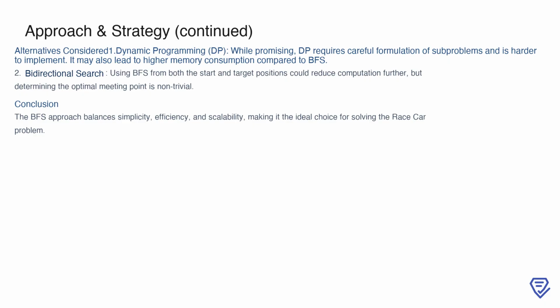Another option is bidirectional search, which involves running BFS from both the starting position and the target simultaneously. While this could theoretically reduce computations, identifying an optimal meeting point between the two searches is challenging and complicates the implementation. Ultimately, the BFS approach strikes the best balance between simplicity, efficiency, and scalability. It avoids the complexity of DP and the challenges of bidirectional search, while still guaranteeing the shortest sequence of instructions. This makes BFS the most practical and effective strategy for solving the racecar problem.